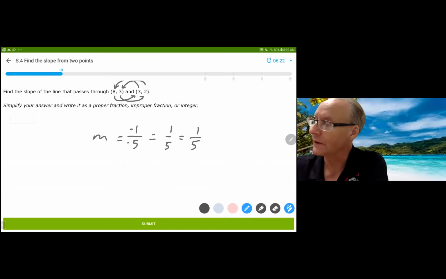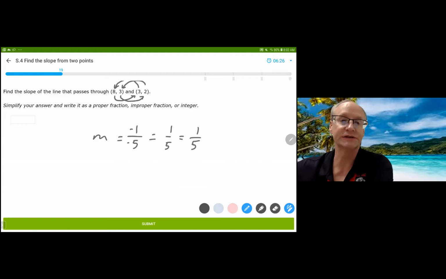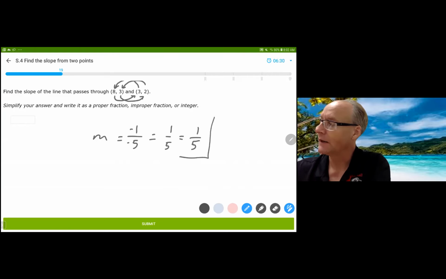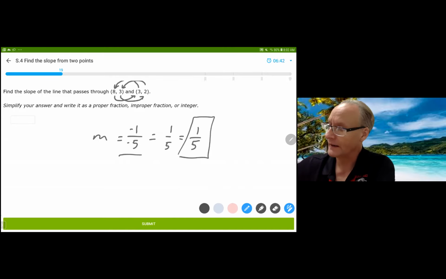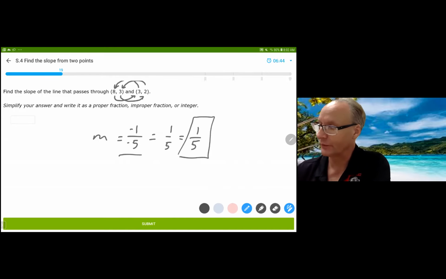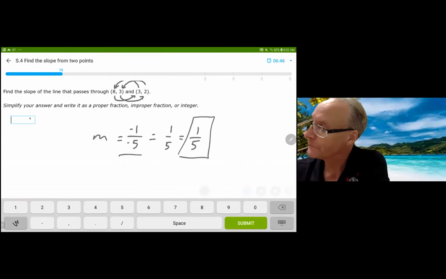What's important here is that you go in the same direction. Doesn't matter which direction, just as long as both subtractions are done in the same way. Now, it would probably count it wrong if you put negative 1 over negative 5. Even though it's not wrong to count your slope that way, it's not wrong to write it, but this is a more simplified version. So 1 over 5.